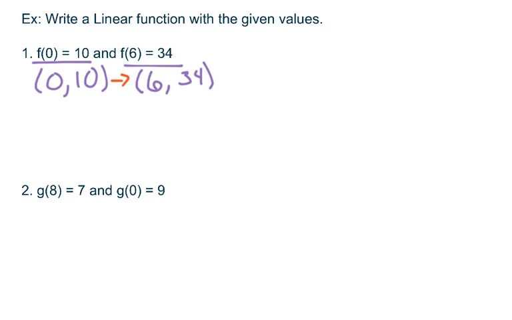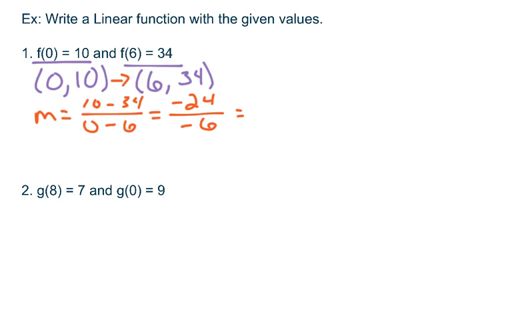We need to find the slope. I'm going to go from left to right this time, so it's going to be 10 minus 34 all over 0 minus 6. 10 minus 34 is negative 24. 0 minus 6 is negative 6. Negative 24 divided by negative 6 is positive 4. So we have our slope. Need to find our y-intercept. Again, it's that point with an x value of 0, and then we're looking at the y value. So our b value here is 10.